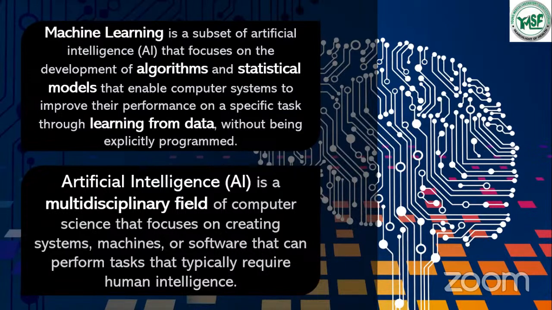So artificial intelligence is a broader field. It's a multidisciplinary field of computer science that focuses on creating systems, machines, or software that can perform tasks that typically require human intelligence, right? So in summary, AI is basically a system that tries to mimic human intelligence, right? What they are doing in creating an artificial intelligence system is trying to mimic human intelligence.